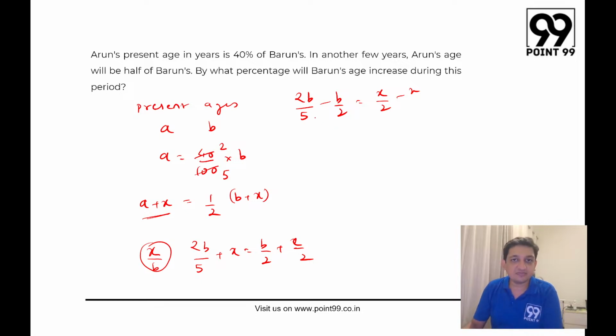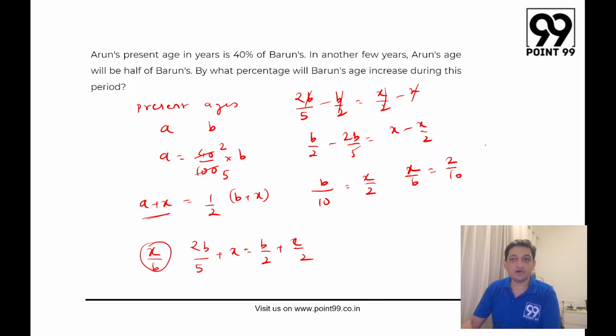So let's see what happens in this particular case. So you are going to get in fact इसको उल्टा कर देते हैं, b/2 minus 2b/5 will be equal to x minus x/2, ठीक है? तो यहाँ पे you will get 5b minus 4b, that is b in the numerator, and 5 2s are 10 will be equal to x minus x/2. So you'll get x/2 itself, and that's why you are going to get x by b is equal to 2/10 or 20%. ठीक है? So this is what we can do.